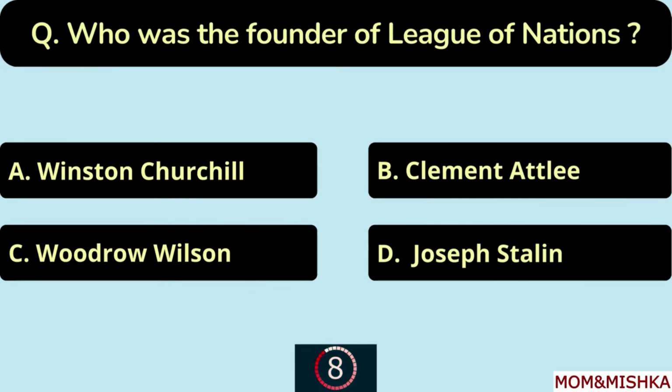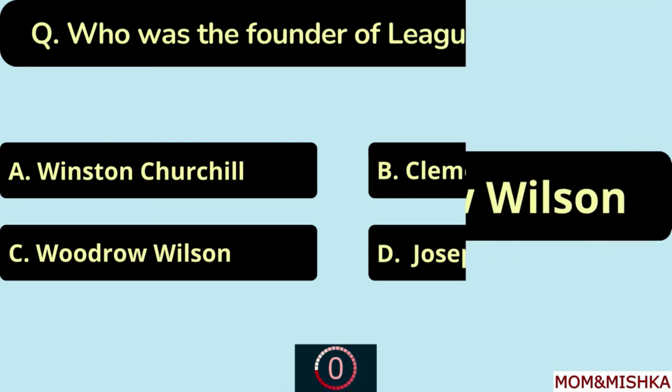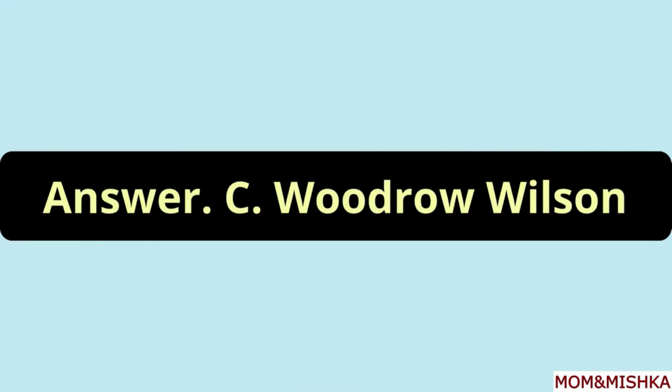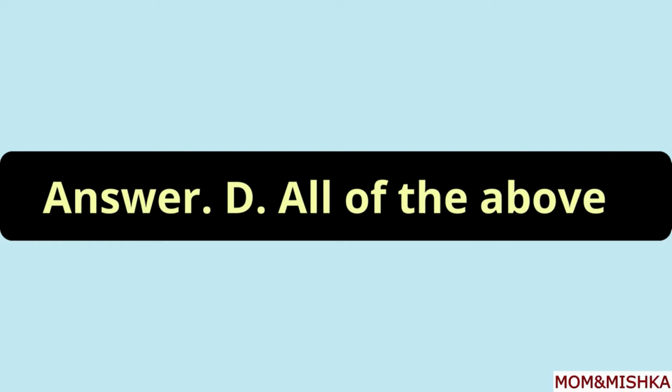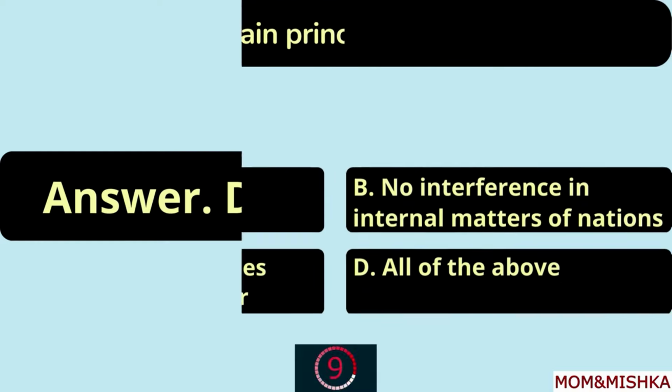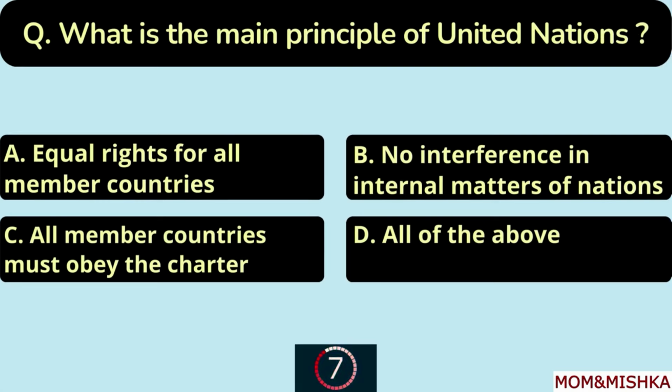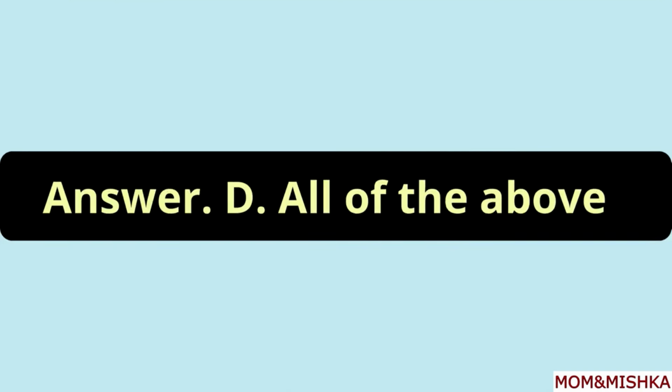Who was the founder of the League of Nations? Option C, Woodrow Wilson. What is the main objective of the United Nations? All of the above, option D. What is the main principle of the United Nations? Option D, all of the above.